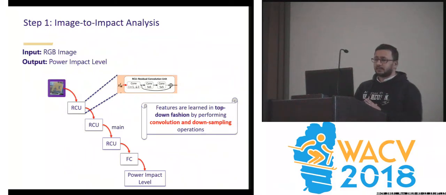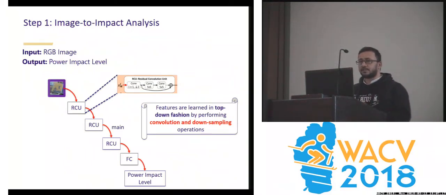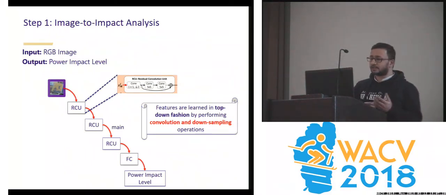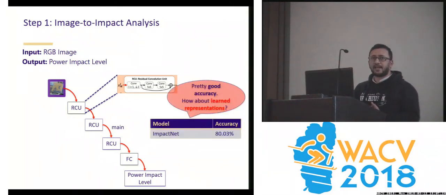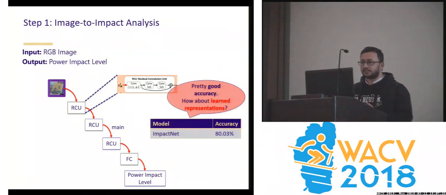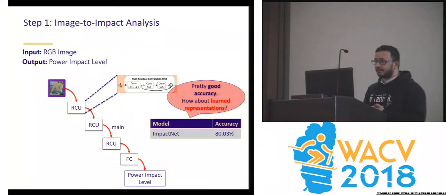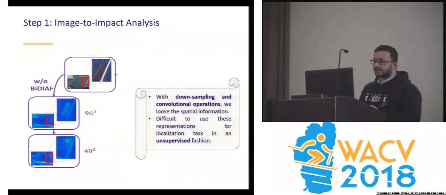CNNs learn the representations in a top-down fashion by performing convolution and downsampling operations. With this simple network, we were able to attain an accuracy of 80%, which is good. But when we looked at the representations, we found that the spatial information is getting lost, which is very important for a localization task when you want to do it in an unsupervised fashion.